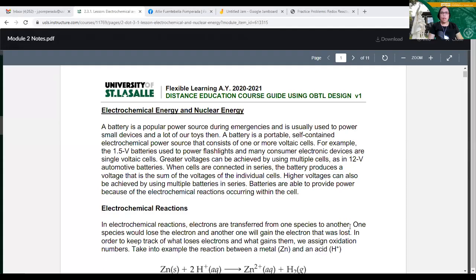And this is our topic for today, electrochemical energy and nuclear energy. So we'll be starting off with electrochemical energy and the corresponding reactions that happen in what we call the electrochemical cell, or simply the cell. Now, let me just enlarge this one.